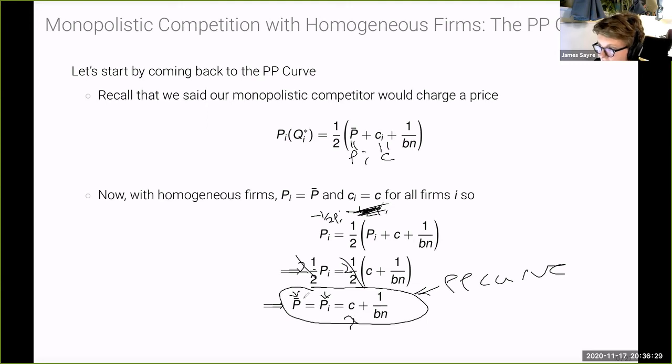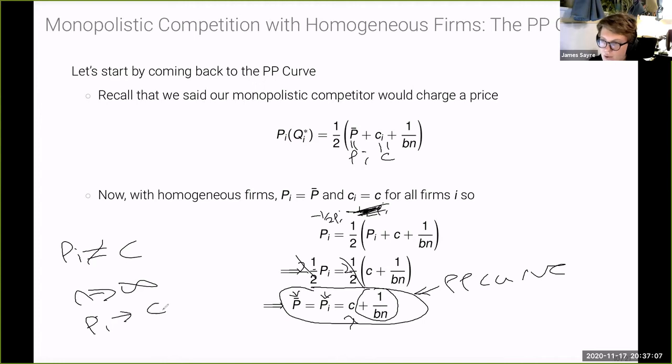That's this term C here. But notice that we're not in perfect competition, so the price that my firm is charging is not equal to its marginal cost. We add on this additional term here, which reflects the number of firms in the market, and the elasticity, the sensitivity of consumers to price. Notice that as n goes to infinity, this term goes to 0. What does that mean? As n gets really large, the price that each firm is charging is going to approach C.